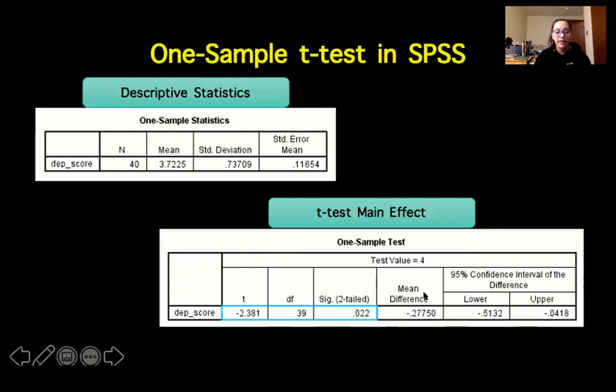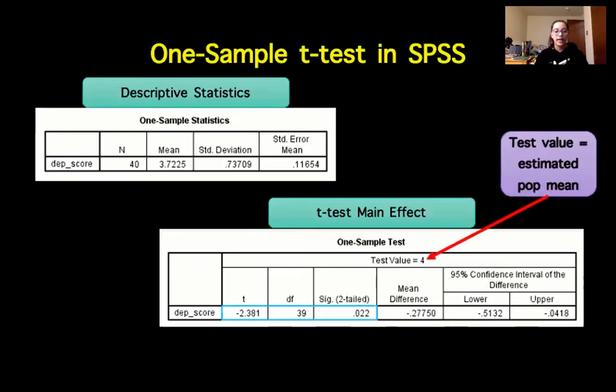But then we have the main effect output, which will show up as a one sample test. The test value on the top is going to be what we've identified as our estimated population mean. And then within our table, we have our t-statistic, which is calculated by looking at the differences between the means divided by the standard error. So if I took 4, or the difference between 3.7225 minus 4 and divided it by this standard error, I should get something close to this t-value.